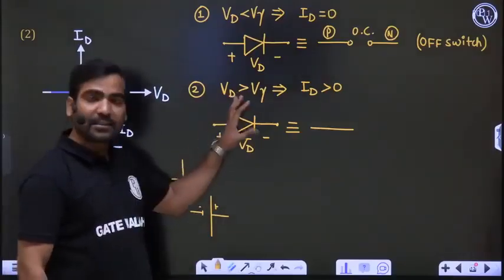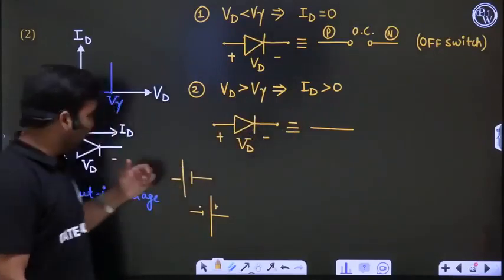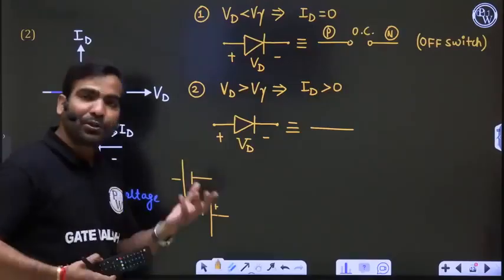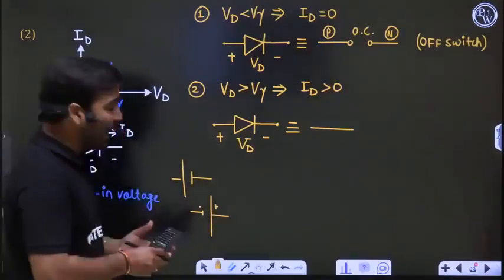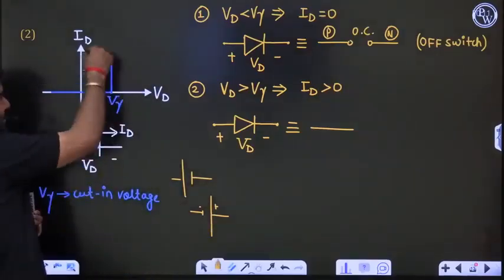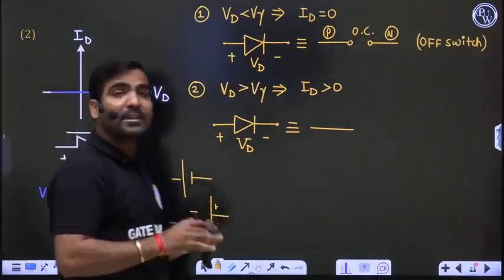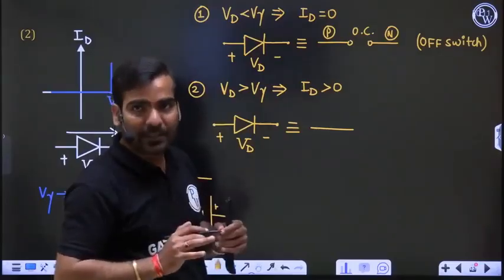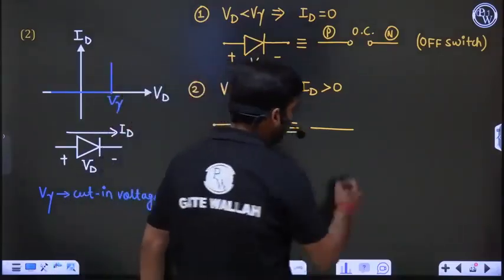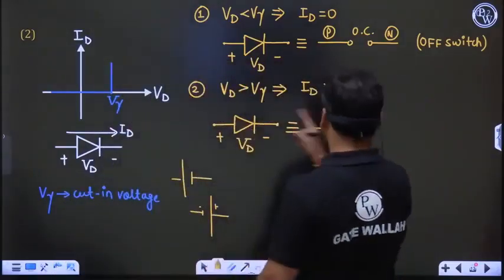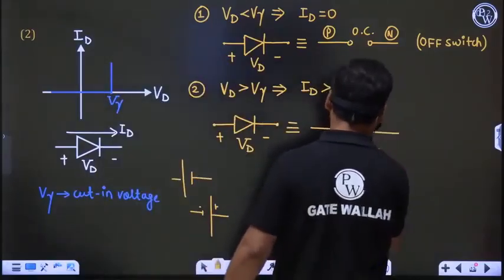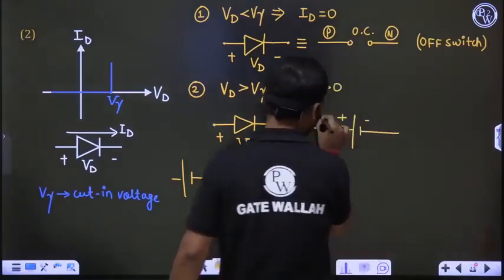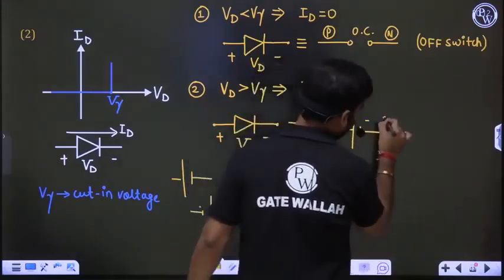Now the diode is in the forward bias mode. Diode voltage is actually positive. Positive means P side positive, N side negative. The diode is operating in this region, where the diode voltage is positive. What is the meaning of positive? I already told you, P side positive, N side negative. So we will replace it with a battery with the P side positive and the N side negative. This is your P side, this is your N side.